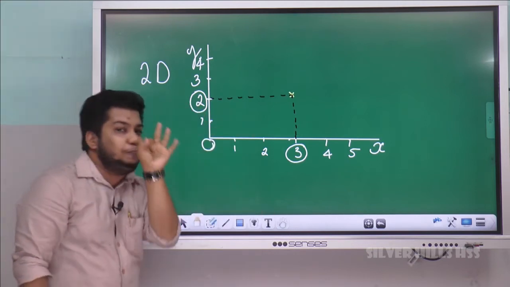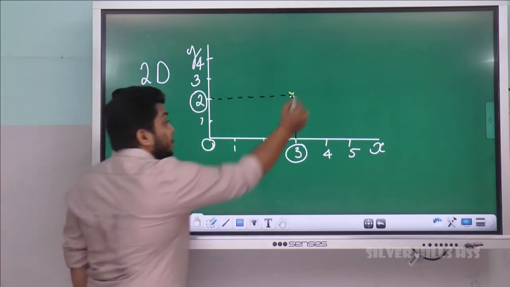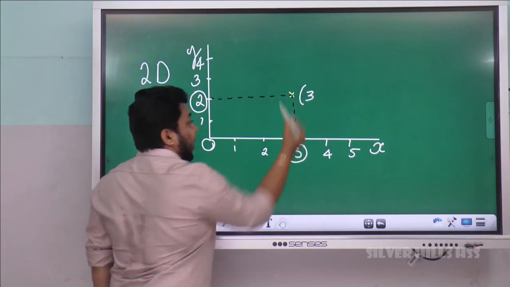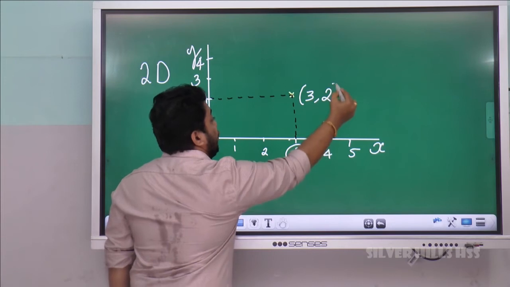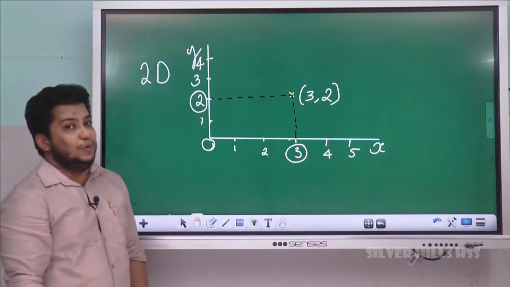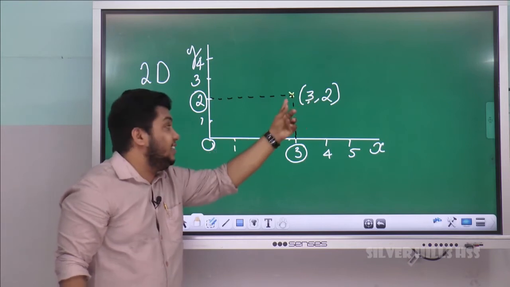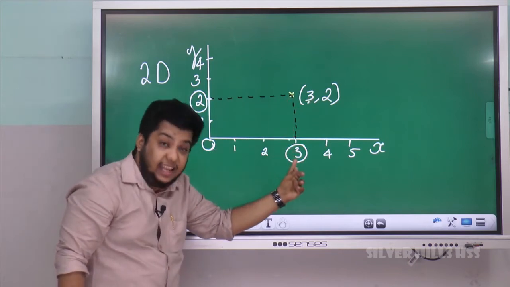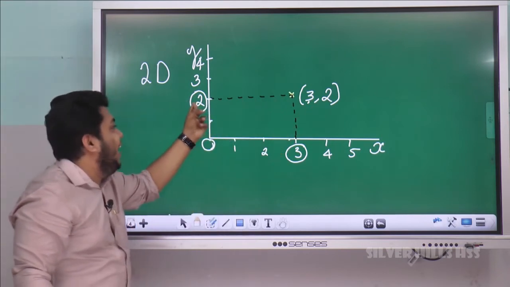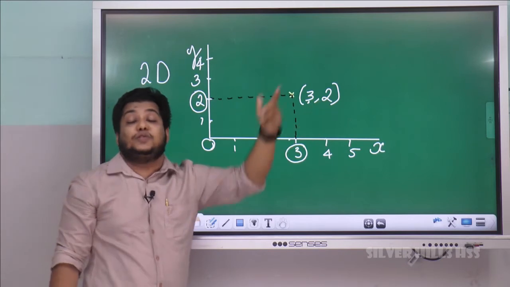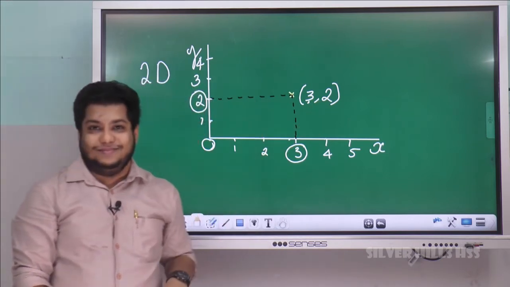So we can specify the position of the object by 3, 2. First of all, we have to mark the x-axis. The corresponding value is 3, comma. The corresponding value for the y-axis is 2. So the position of the object is (3, 2).